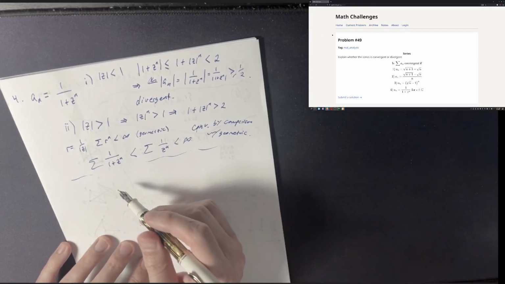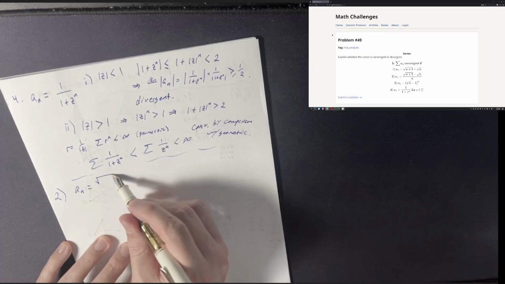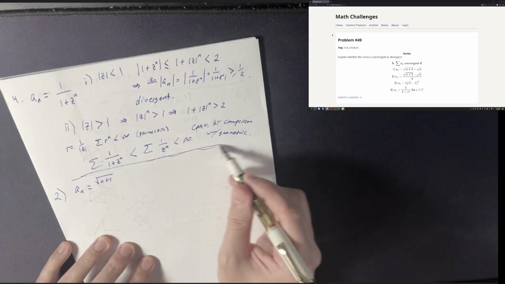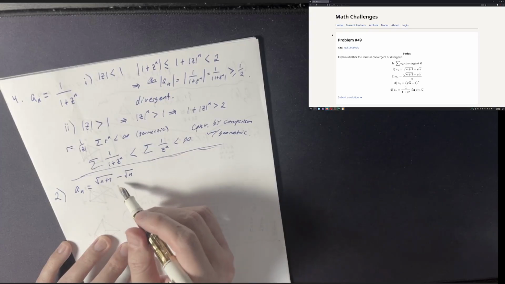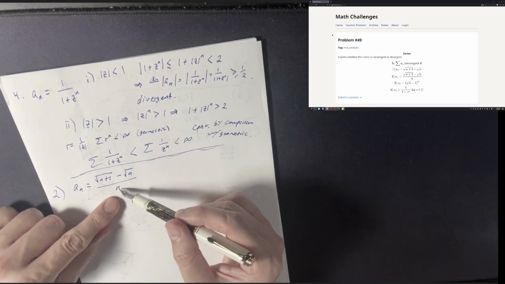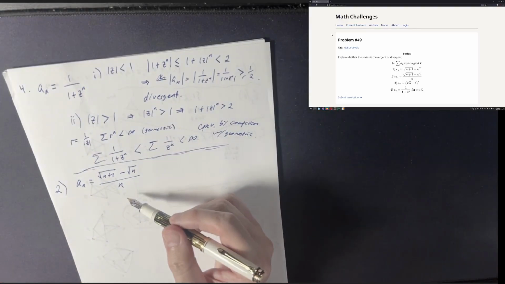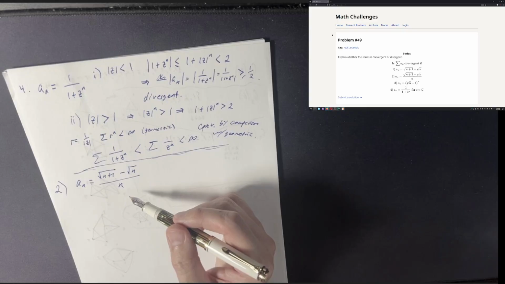And then the one I was going to come back to is 2 here. It's a little tricksy: (root n plus 1 minus root n) over n. So we saw at the beginning, if you just replace the n on the bottom with a 1, this is divergent because it's like telescoping. When you put an n there, that's a little different.